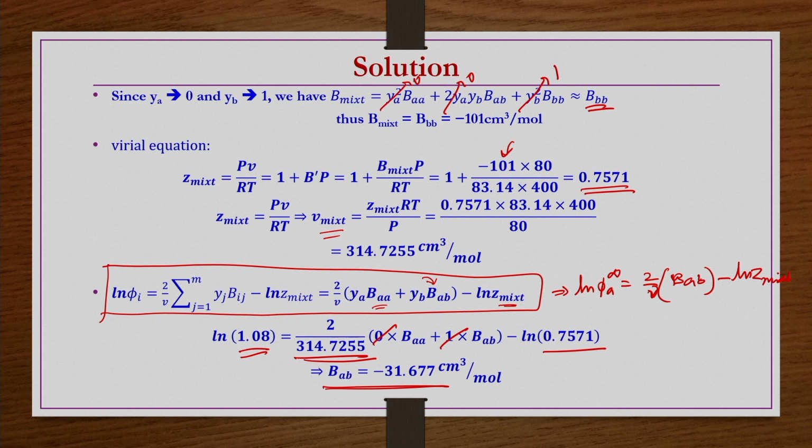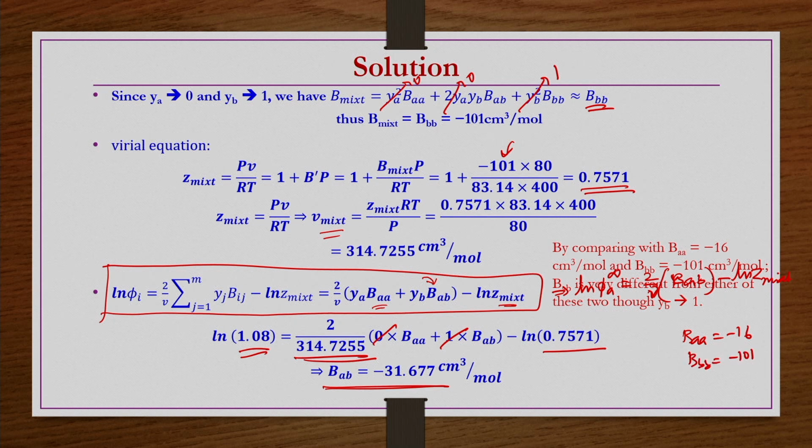Now, it is very different from B_AA or B_BB. B_AA is given as minus 16, B_BB is given as minus 101 centimeter cube per mole, and B_AB we got as roughly minus 31. So, how different it is from B_BB, the second virial coefficient of pure B, is far away, very different, right. So, we cannot take the cross virial coefficient based on the consideration of whether it is a dilute system or not; we have to follow the principles that are available.